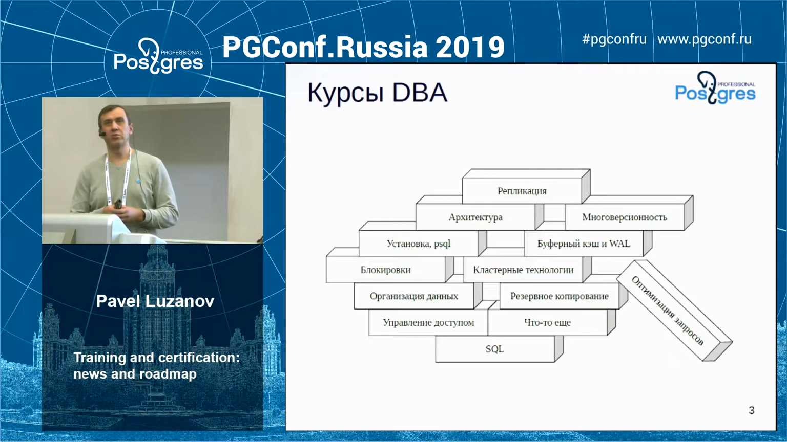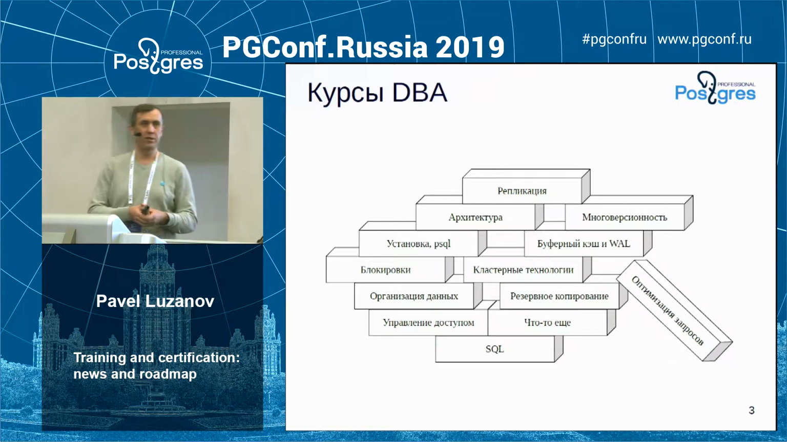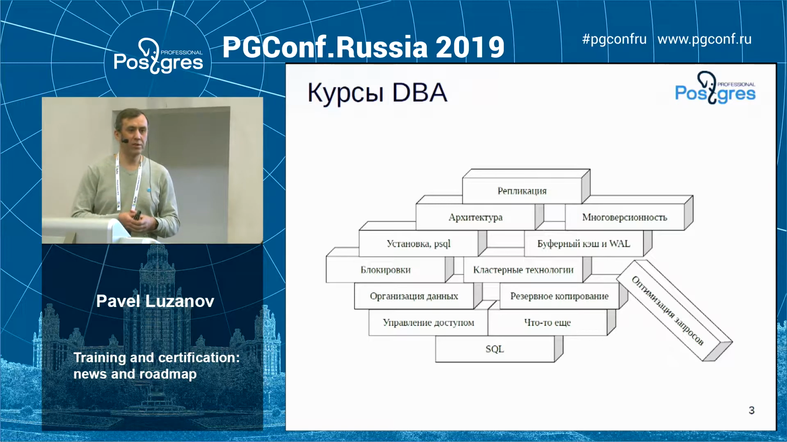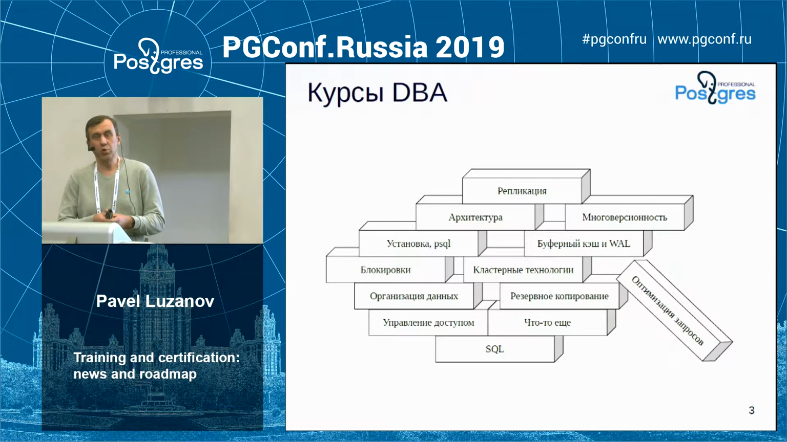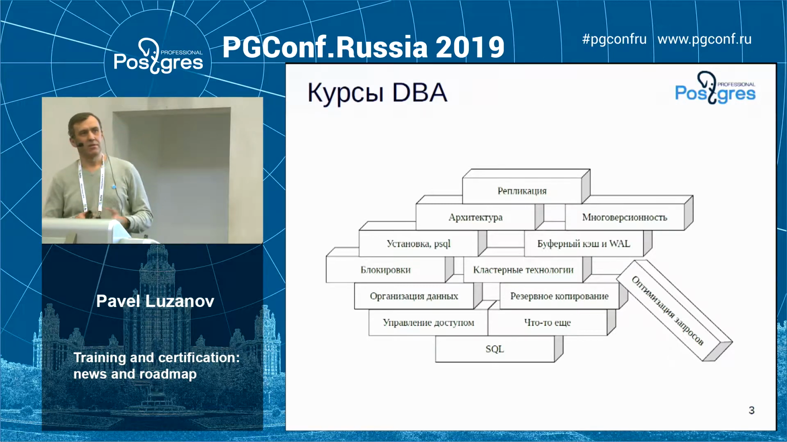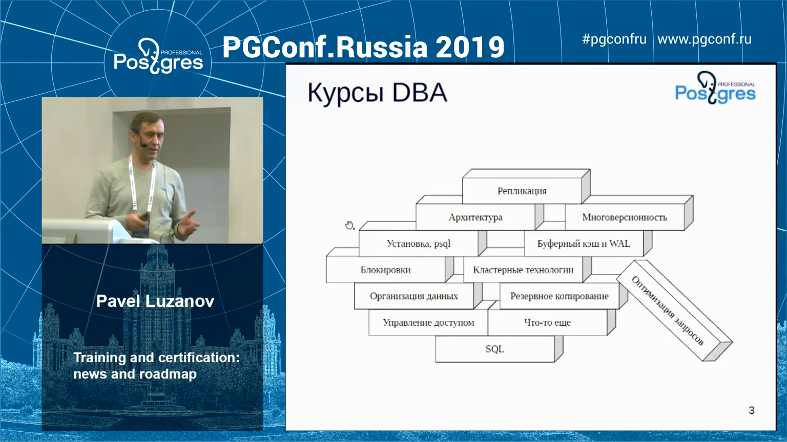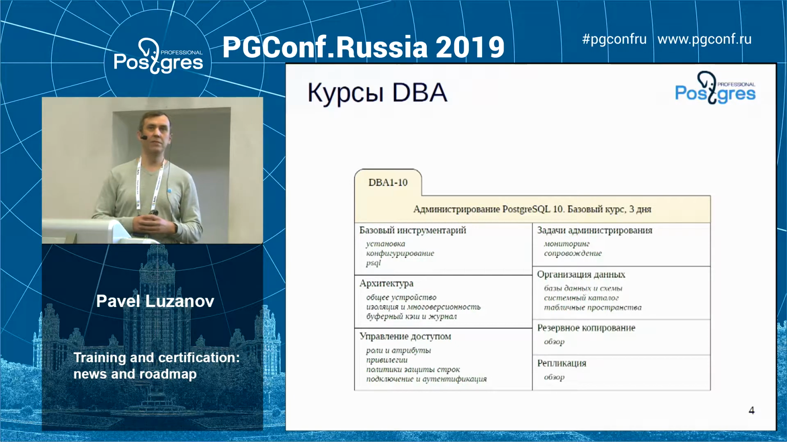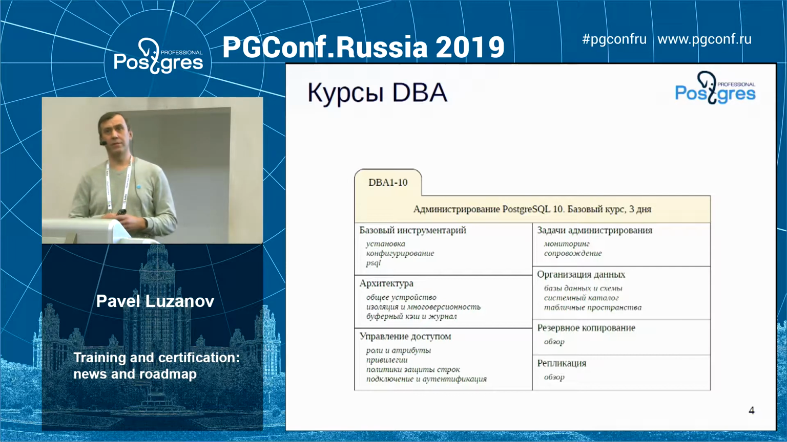So once we've looked at this picture, we started thinking of how to organize our courses and what the first course should be. How should we start the training? On the one hand, we wanted this first course to give as much information to the future administrator as possible, and on the other hand, not to go too deep into details, otherwise this course would be too long. So in the end, we developed DBA-1, DBA-1-10. The 10 means that it is based on PostgreSQL version 10.